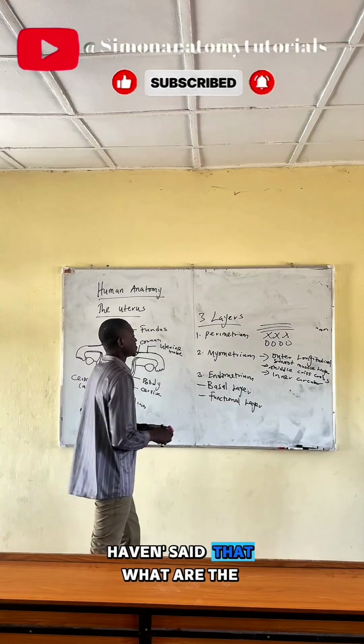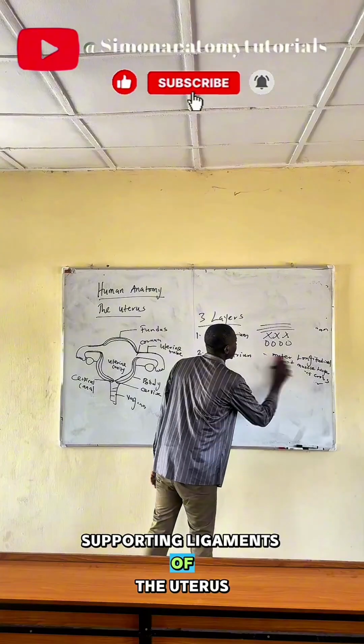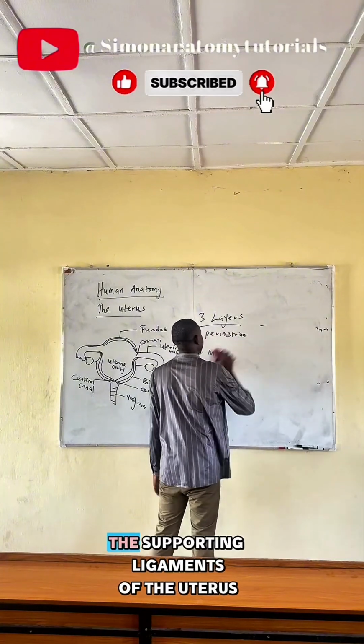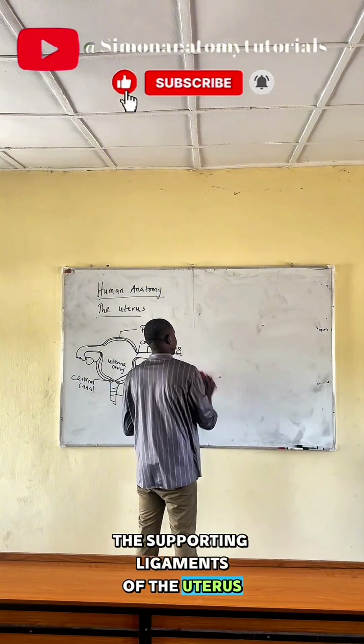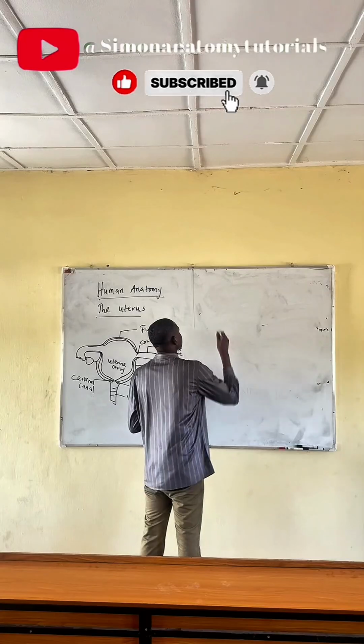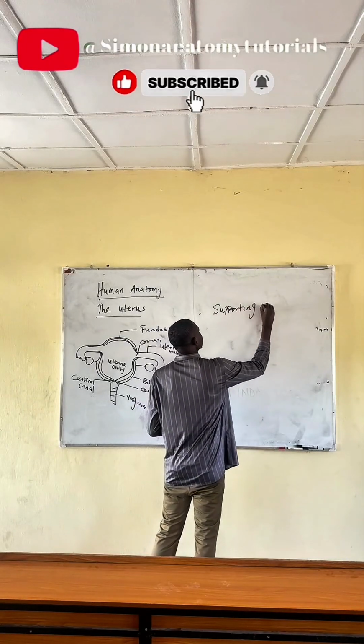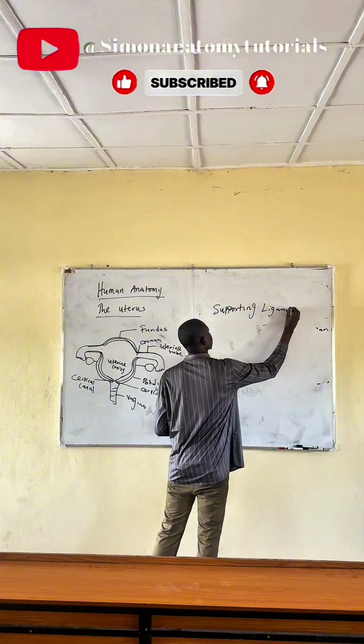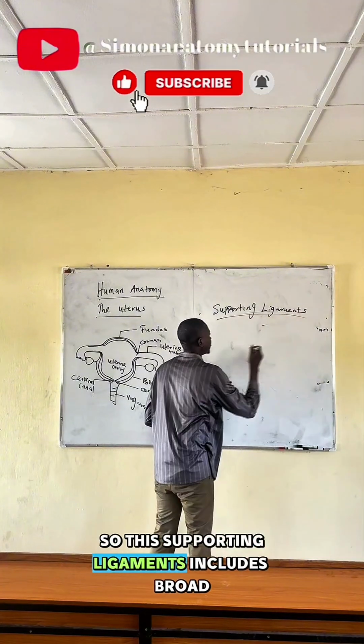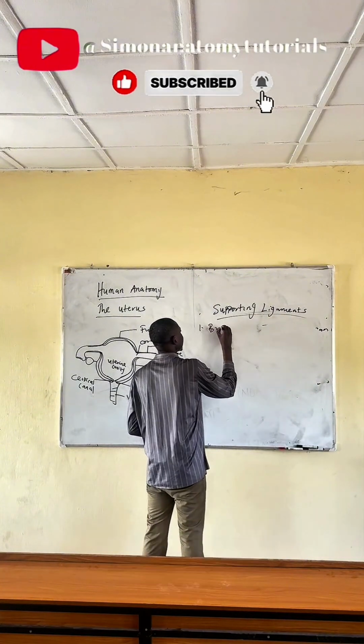What are the supporting ligaments of the uterus? The supporting ligaments of the uterus include the broad ligaments.